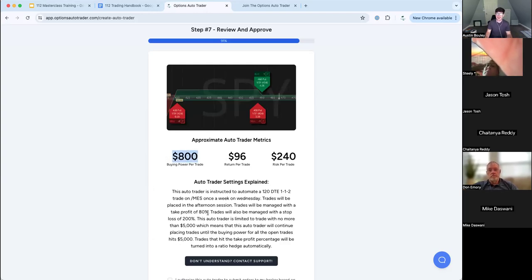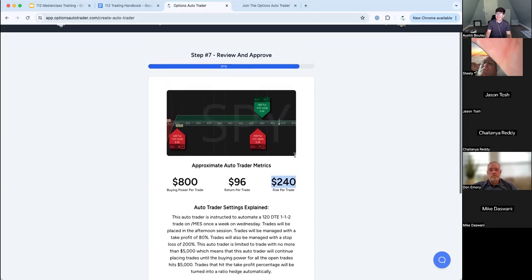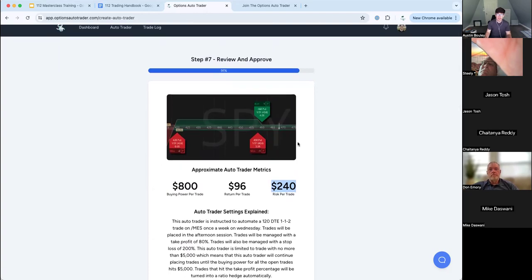Based on your 80% profit target, you'll have about a $96 return. And based on a $200 stop loss, you'll lose about $240. So that is what this looks like. Does that make sense? How easy it is to set up the 112, completely automated for you.